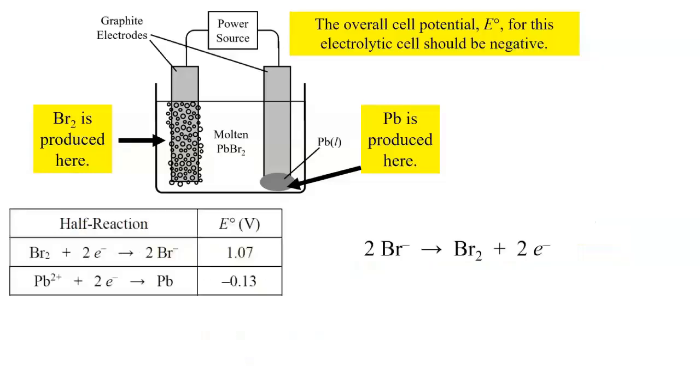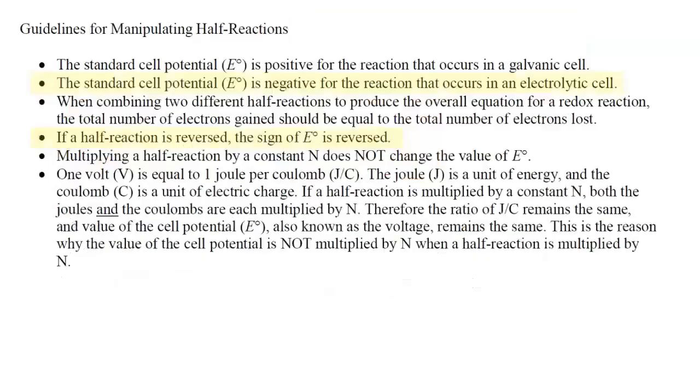So we're going to reverse the bromine half reaction, and then we're not going to change the lead half reaction. So we reverse one of them. That way we have an oxidation half reaction as well as a reduction half reaction. So the bromine half reaction was reversed. So now that's an oxidation half reaction. And then the lead half reaction remains as it is. That's a reduction half reaction.